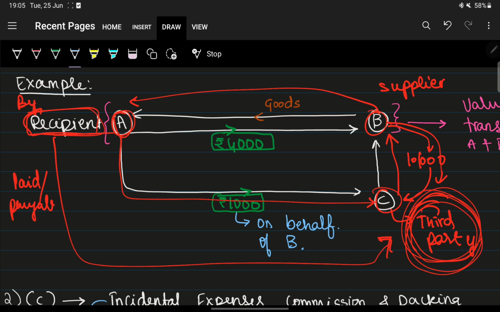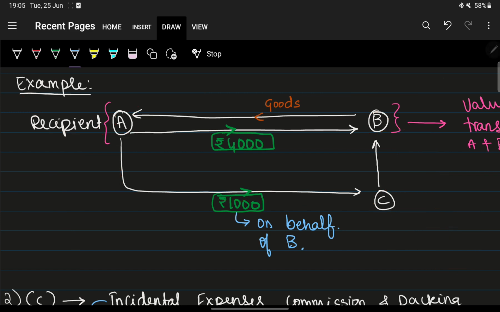Okay, here in this case I'll just explain it one more time. If you just listen, if there's any confusion, it will get cleared. So here B is the supplier and C is the third party. And A is the recipient of supply. So A is receiving goods from B.